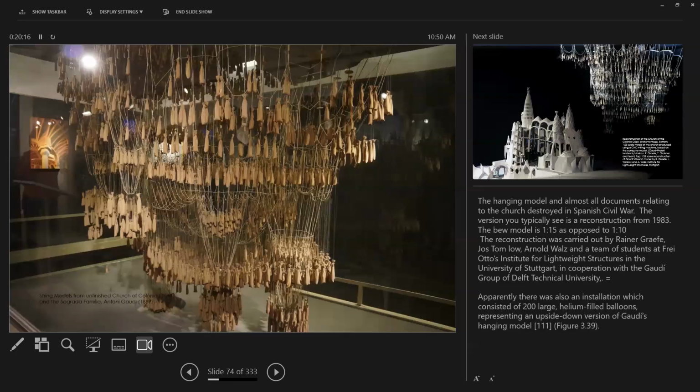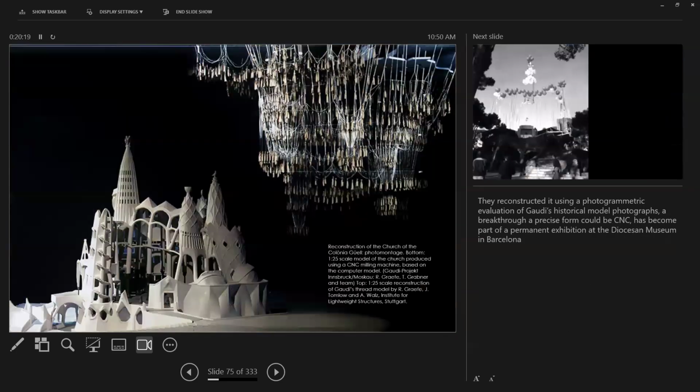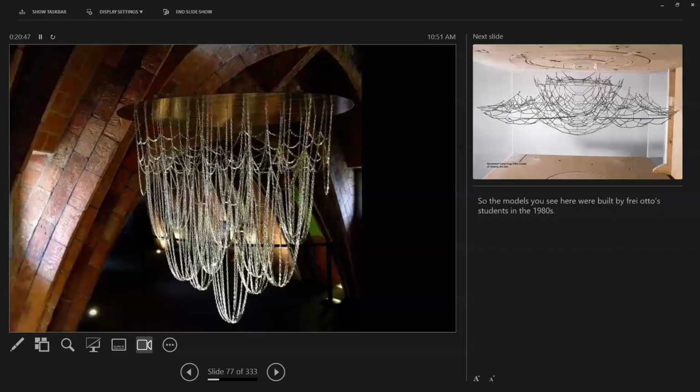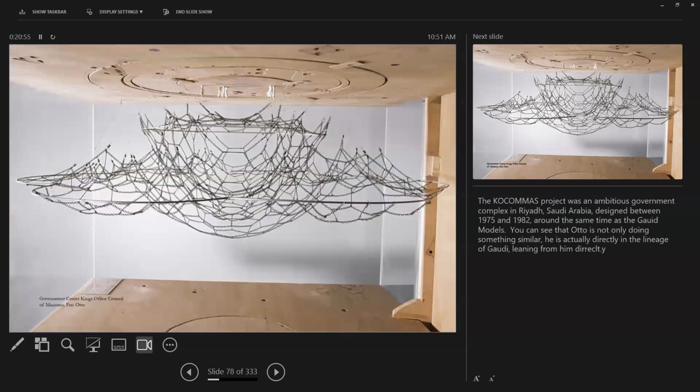So there's a connection between Frei Otto's interest in these hanging chain models and the origin in the Gaudi. So they did actually scans of the photographs of the originals, comparing them to each other, and then attempted to reconstruct a digital model from it, and then to rebuild the hanging chain model from that. Also, they made a balloon one. So I think these models that we actually see when we go to Barcelona are not the originals. They are ones made by Frei Otto's students in the 1980s.